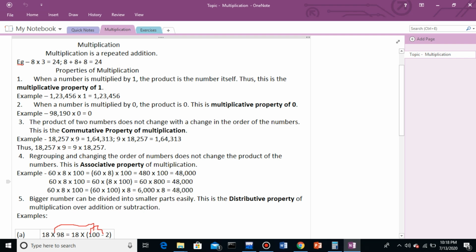Again the same example, 60 into 8 into 100 is equal to 60 into under bracket 8 into 100 is equal to 60 into 800 is equal to 48,000. We solve the brackets first, as you know. Now again, 60 into 8 into 100 is equal to under bracket 60 into 100, into 8, is equal to 6,000 into 8. So 6,000 into 8 is equal to 48,000. So this was the associative property of multiplication.